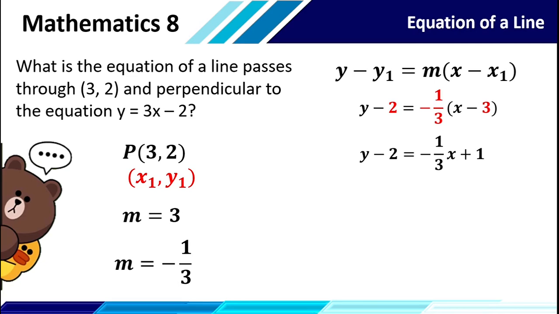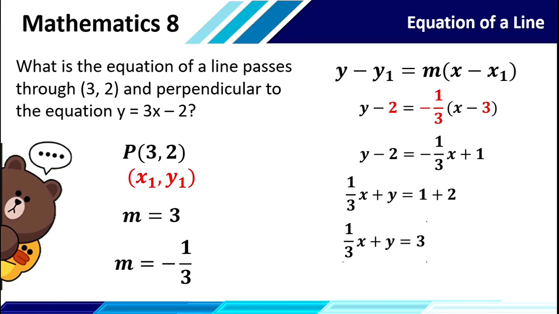How did we come up with 1? Because negative 1/3 times negative 3 will result to positive 3 over 3 or simply 1. Now, we can convert this whole equation into standard form. We will transpose -1/3 x to the other side and we will transpose -2 to the other side. So we will have 1/3 x + y = 1 + 2. We can simplify this further. We will have 1/3 x + y = 3.